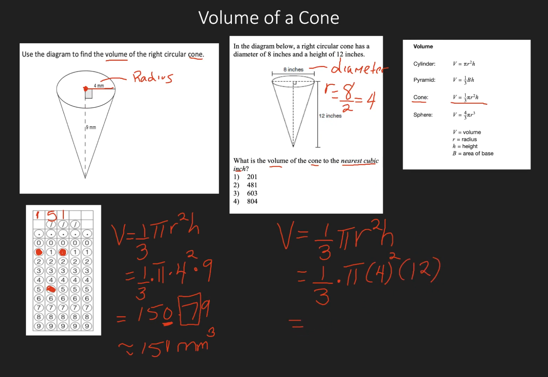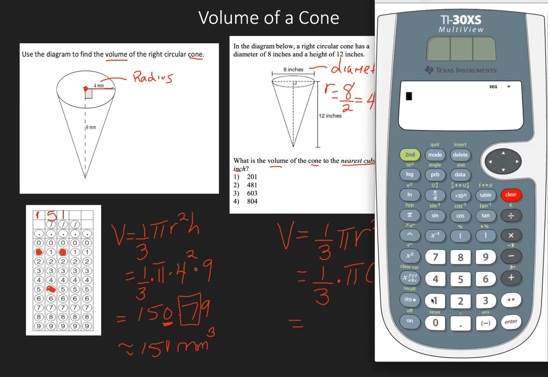Okay, I'm going to put all of that in my calculator. So I have 1 n over d 3. Remember to go to the right, times, I'm going to use pi, so you get in the habit of using it on the test instead of using 3.14, times our radius, 4 squared, and our height, 12. I'm going to hit enter, and notice my answer is 64 pi.